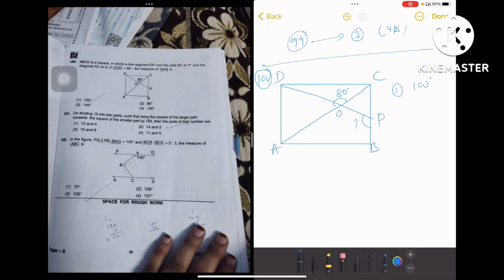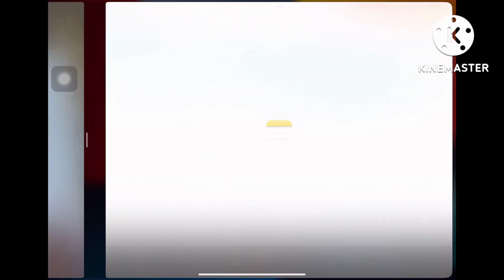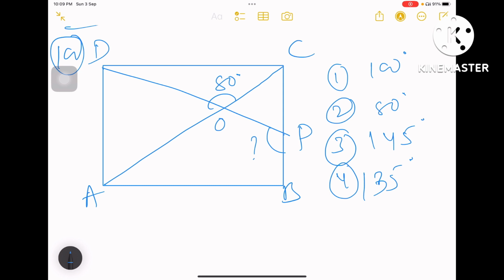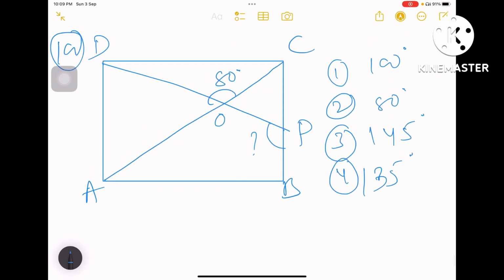Options: 1, 100 degrees; 2, 80 degrees; 3, 145 degrees; 4, 135 degrees. Now that we have got the question, let us in detail try to solve it. See, this is 80 degrees, this is 80 degrees, this is also 80 degrees because vertically opposite angles.